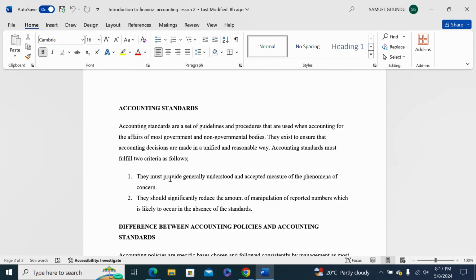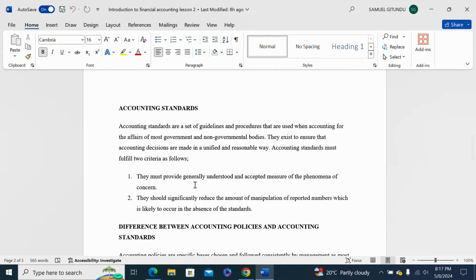So we are saying that for an accounting standard to qualify to be called an accounting standard and to achieve the objectives that accounting standards are intended to achieve, it must provide a generally understood and accepted measure of the phenomena of concern. When we are talking about a phenomenon of concern, we are simply talking about a transaction.